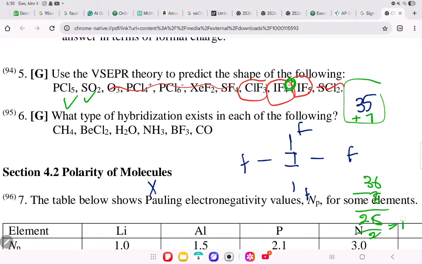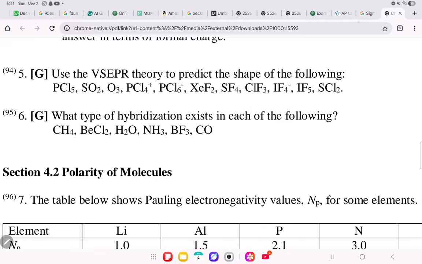That's 14 lone pairs. So that's going to be 1, 2, 3, 4, 5, 6, 7, 8, 9, 10, 11, 12, 13, and 14. So what is this structure? This structure is AX4E2, right? Now, AX4E2, if you look at it, it is what? It is square planar.